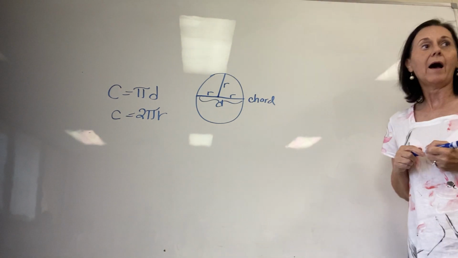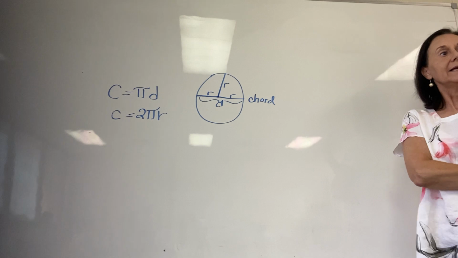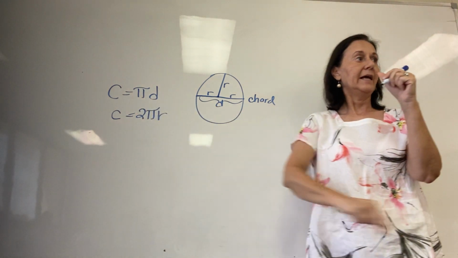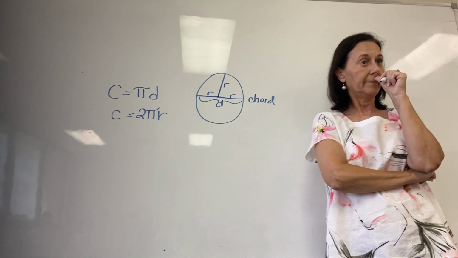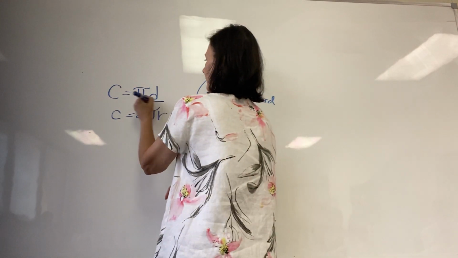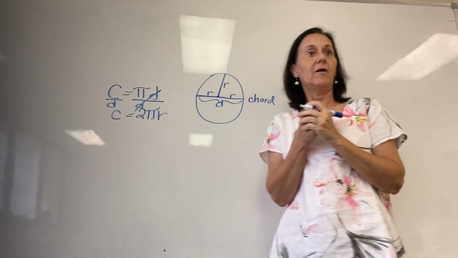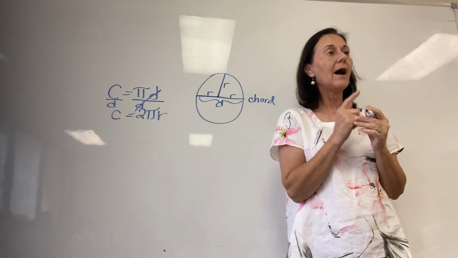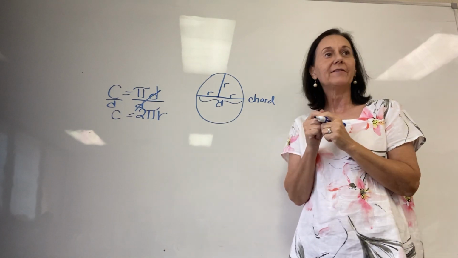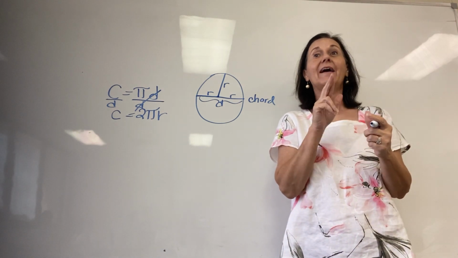Do you know what the value of pi is? Well, you know it's 3.14. But isn't it interesting looking at this formula? If I solve for pi, what do I do? I divide by d on both sides. Pi is always, no matter the size of the circle, the circumference divided by the diameter.